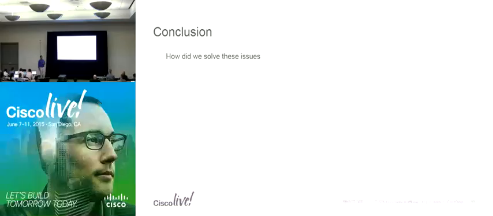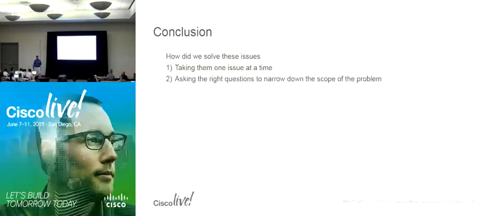So how did we solve these issues? Again, going back to what Jane described to us, you see we've used the same methodology. Take them as one issue at a time, asking the right question. See, our goal should be to narrow down the scope of the issue. Take it from network-wide to a specific server or to a specific access switch. That should be our troubleshooting goal. Ask relevant questions so you can pinpoint where exactly the issue is happening.